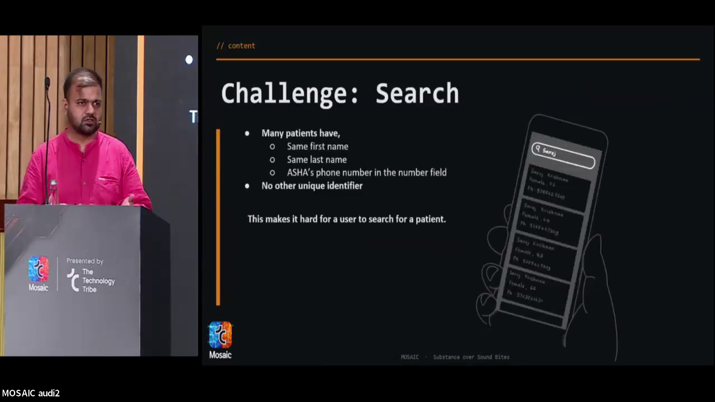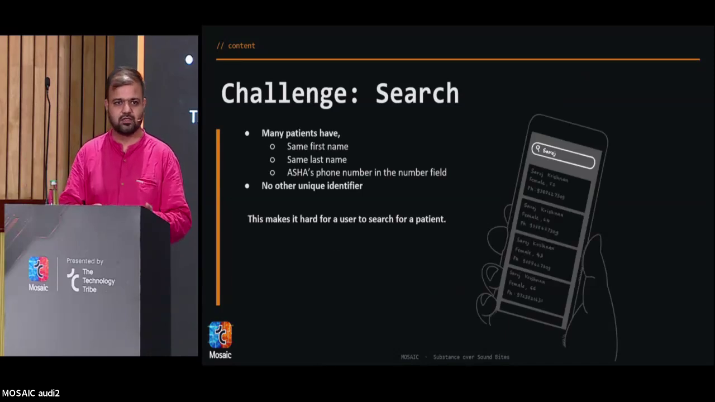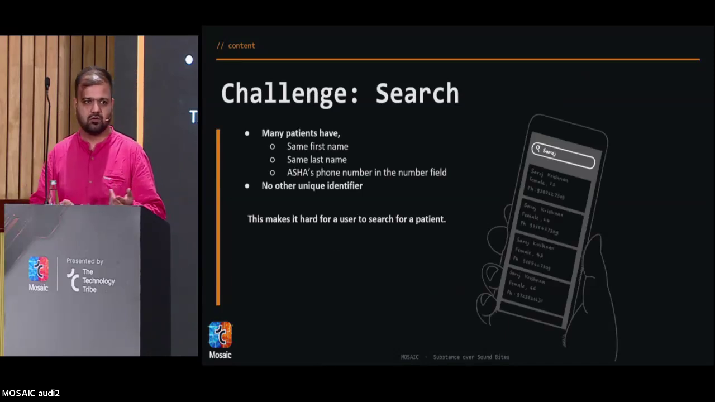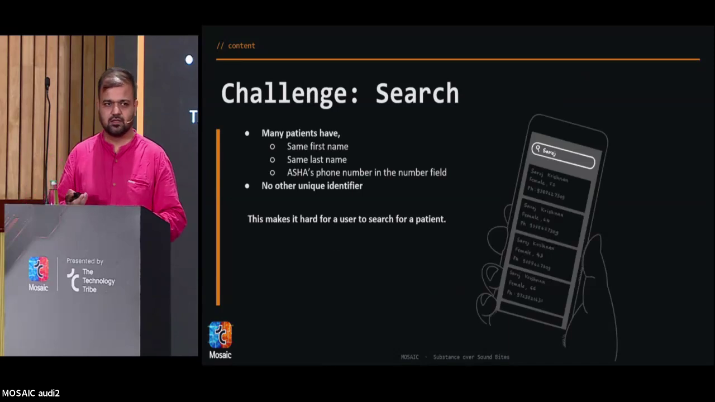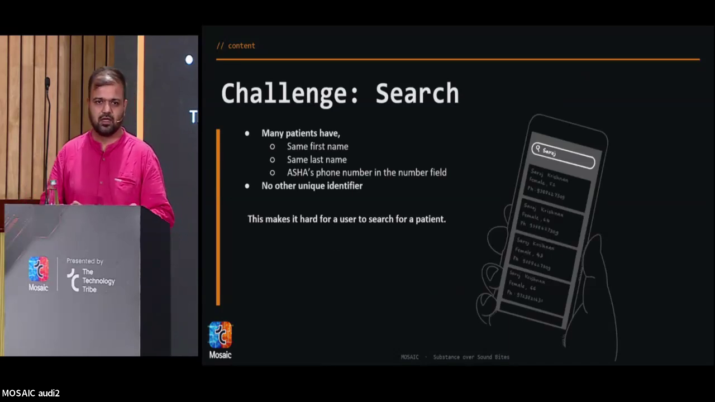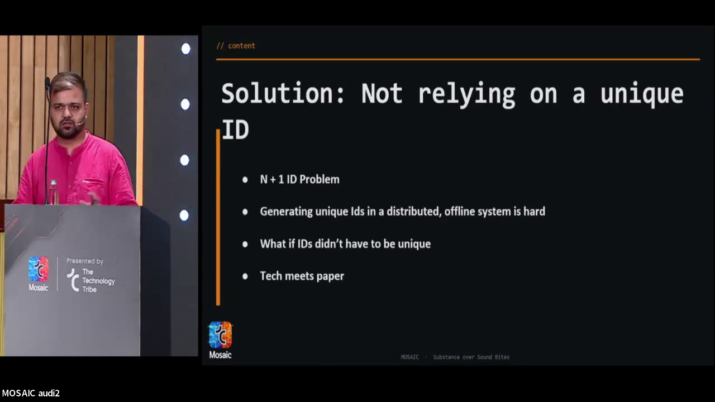And the fourth challenge that we faced was dealing with search. In India, first names, last names are very common. Each name can have many different kinds of spellings. Phone numbers are not ubiquitous, and there's no universal ID that we could use. We didn't want to build an ID of our own because that just leads to an N+1 ID problem.